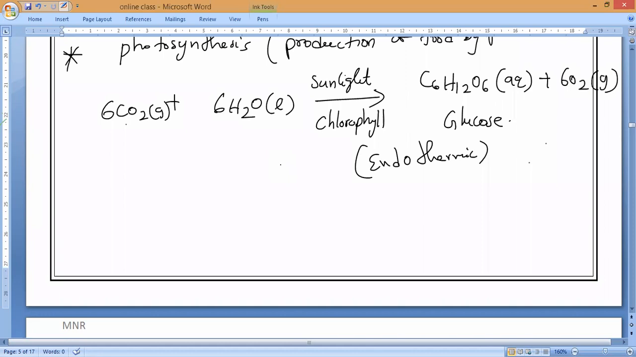6 H2O only. Okay. It's balanced only. 12 H2O, it will come, but now not. That is what you have to remember. So this is what it is about. So clear? Any doubt, guys?